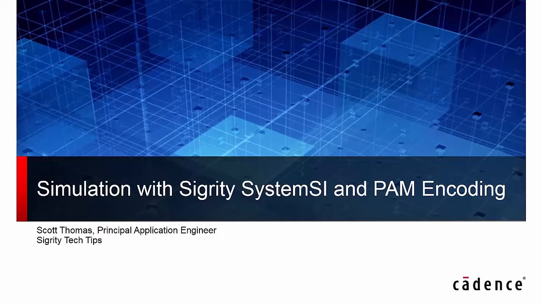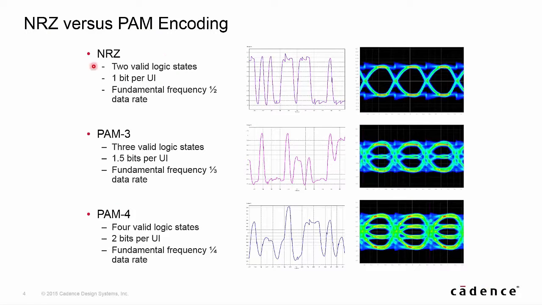So let's look at NRZ versus PAM encoding. NRZ is what we're used to. It has two valid logic states, so there's a logic high and a logic 0. 1 bit per UI is represented in the SERDES channel, and the fundamental frequency is 1/2 the data rate. So we can look at the eye over here. It's the eye that we're commonly seeing, a big wide open eye.